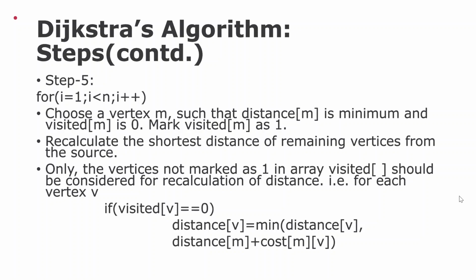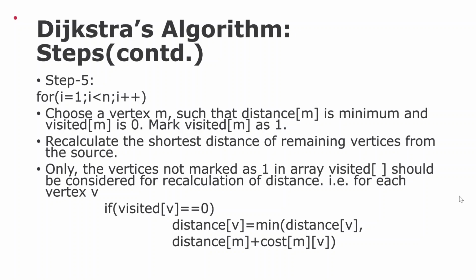So if visited[m] is marked 1, then we do not have to consider it at all. So I will only consider those nodes whose visited[m] is 0 and then we'll find the minimum. We have already done that. If you remember, in each column we are only considering the nodes which have not been marked or not relaxed.